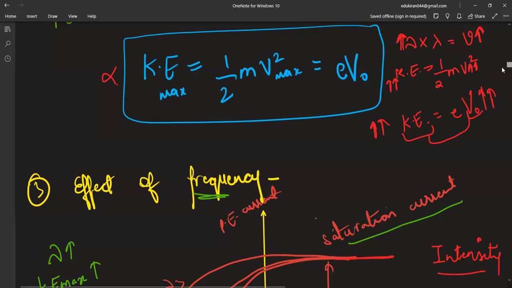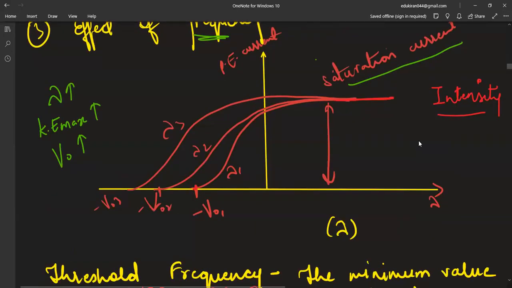Clear? So what happened in this graph? This was the conclusion: the greater the retarding potential required to stop the electrons completely, because velocity was more. Why? Because frequency was more. This was the relation. This was the conclusion about this entire graph. Understood? These were the conclusions from the graph. So what all things do you conclude from here?